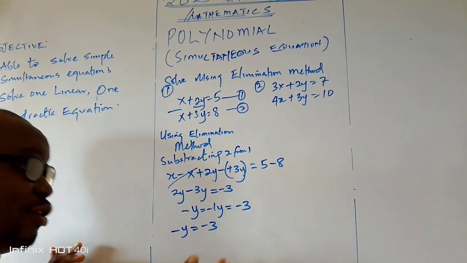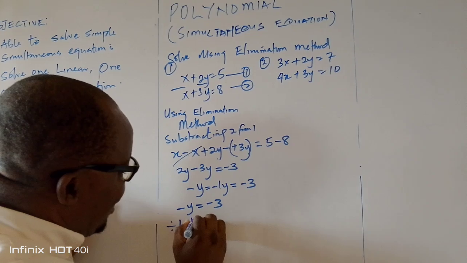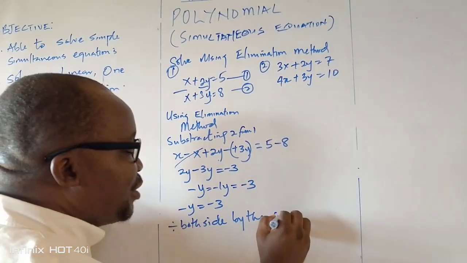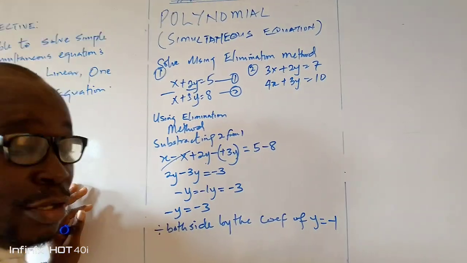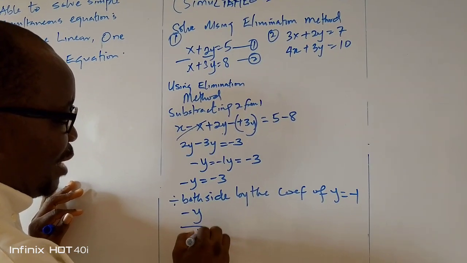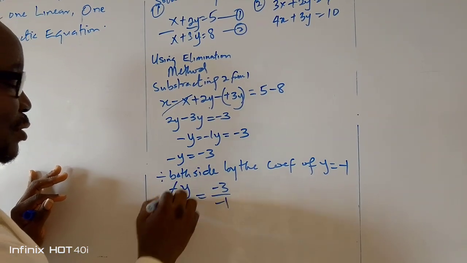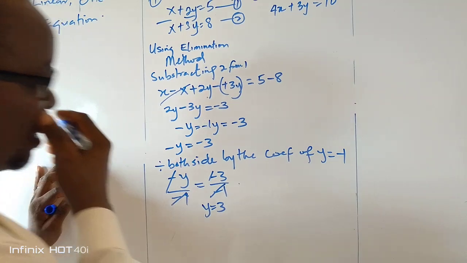It is y I'm looking for, not minus y. So what do I do? I divide both sides by the coefficient of y. What is the coefficient of y? Minus 1. So I have minus y over minus 1 equals minus 3 divided by minus 1. This cancels out, this cancels out. My y equals 3.